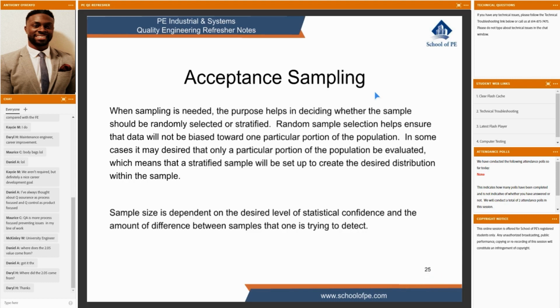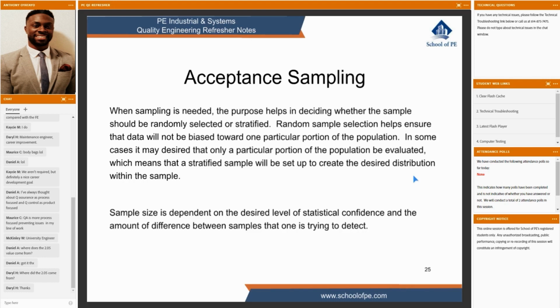Instances where it requires maybe you only look at one thing. And really that just depends on the type of product that you're looking at. Is it something that we can look at without damaging it? Is it something that is really, really critical and we have to make sure that it is 100%? It really just depends on the sampling directions that a particular organization may give.